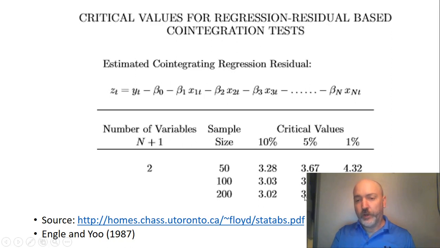5% critical value, 3.37, didn't surpass that. 10% critical value, 3.02, we did get past that. We had that 3.2 test statistic, so we have cointegration at least at 90% confidence. So that's enough for us to proceed.